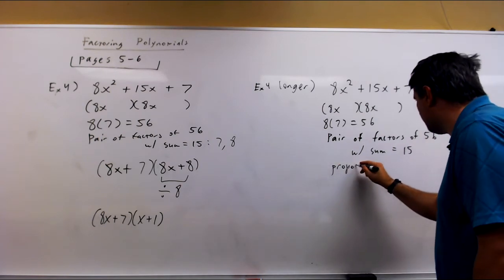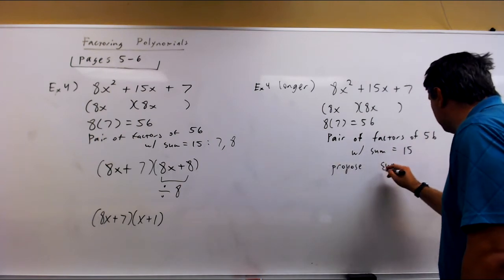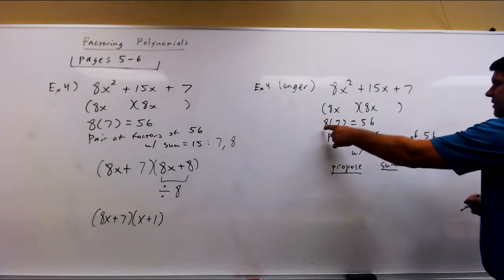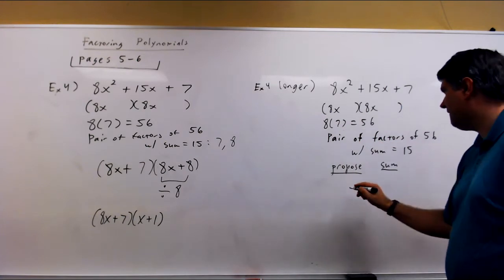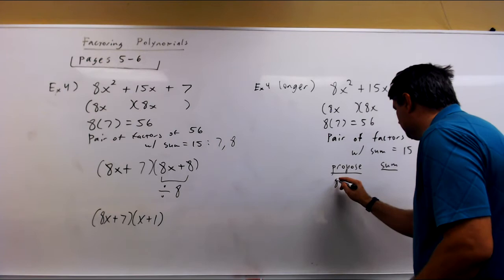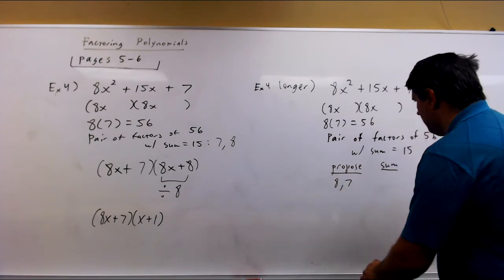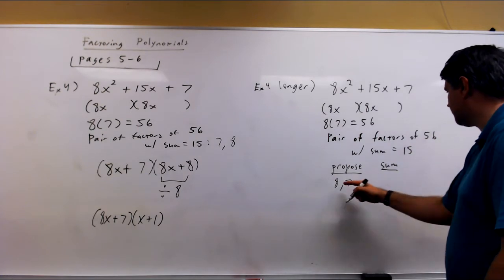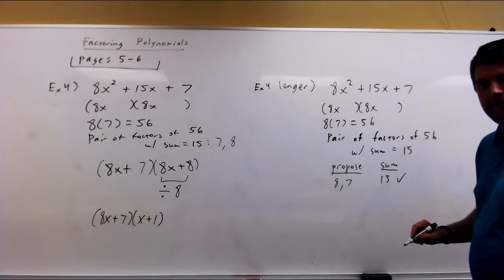Let's say I don't know. So propose and sum. Again, as I said, the first thing you should try is the pair that gave it to you. 8 times 7 is 56. 8 and 7. Okay. First pair of factors that gave you 56 was 8 and 7, and the sum is 15. That's what you need. Okay?